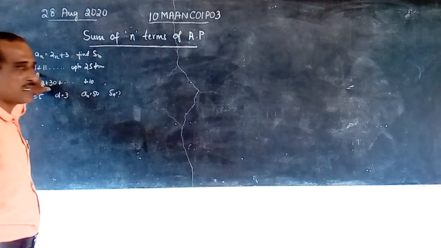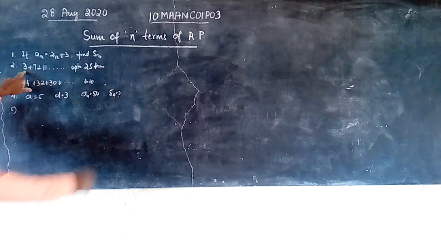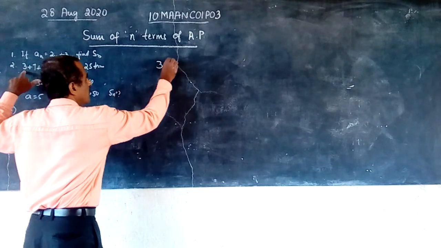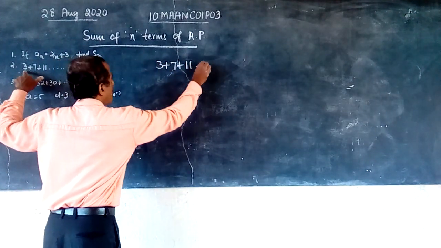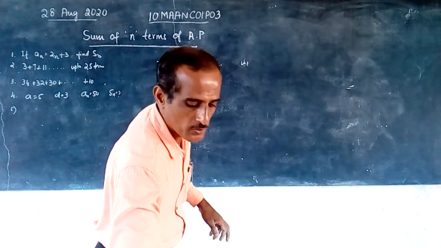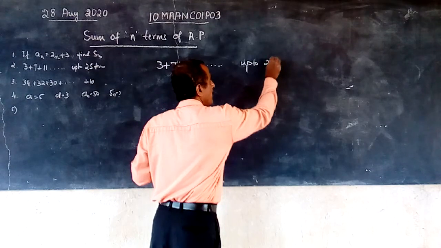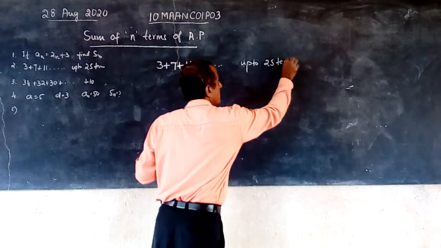Now the second one, let us see. If a question is like this: find the sum of the AP 3 plus 7 plus 11 up to 25 terms. Up to 25 terms. What is the meaning of this? See, up to how many terms? 25 terms. What is the meaning of this?